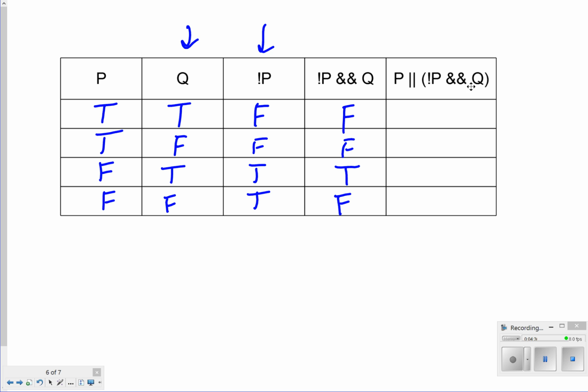Now, P or not P and Q. So this was this column, and I'm applying it with an or to the P. So I'm looking at those two columns with an or. True or false, true. True or false, true. False or true, true. False or false, false.